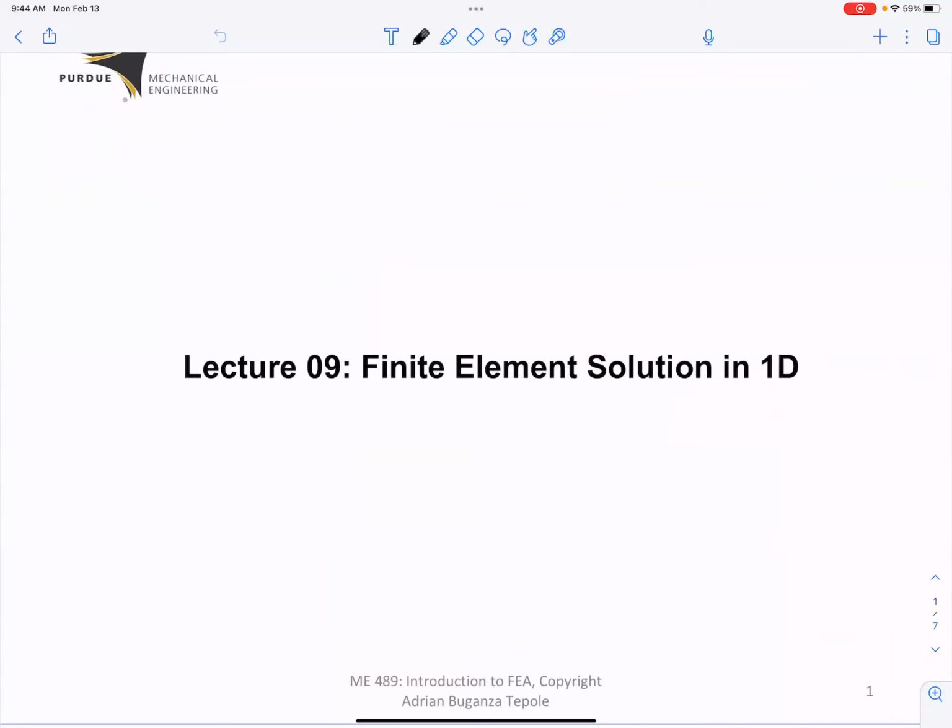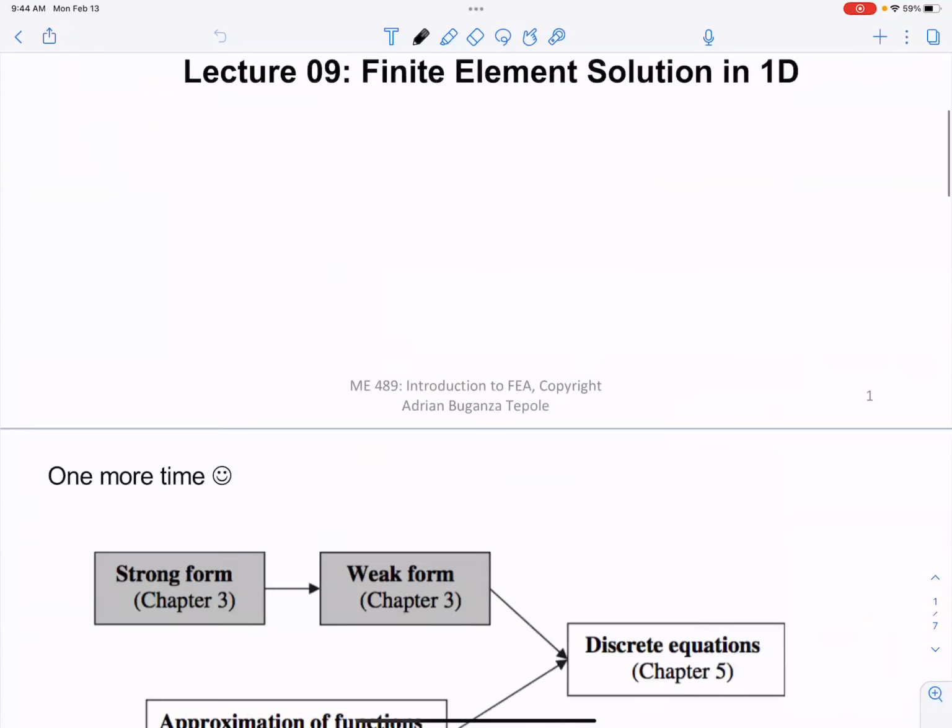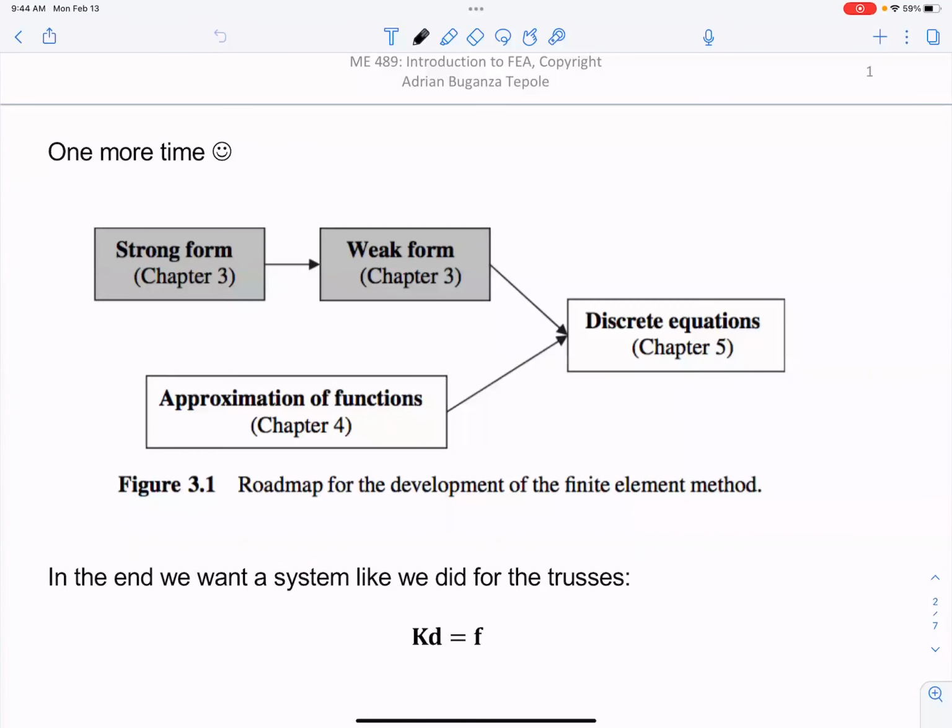All right, so finally, what we will do today is we'll put everything together. We've already done this strong form to weak form. Your first two problems of homework 2 are basically strong form to weak form stuff. We have done this approximation of functions for the last 2 weeks. And then what we are going to do today is actually do this part. So we are going to use the weak form and use the approximation of functions with the finite element to get a discrete set of equations. The goal is to arrive at something like what we had before for the trusses.